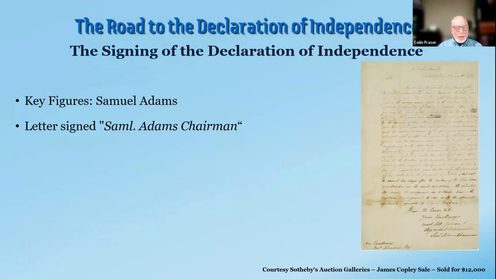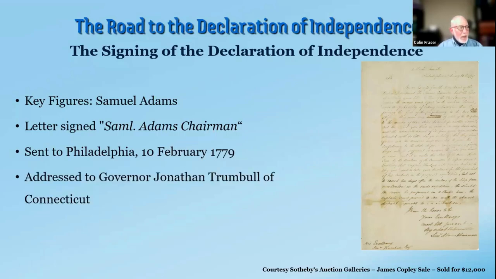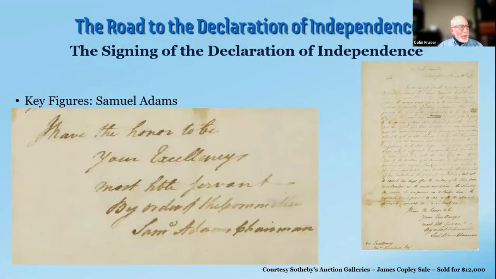Samuel Adams, again, another free franker. This letter was sent to Philadelphia, and this is well after the signing, but not too distant away. In 1779, it was addressed to Governor Trumbull of Connecticut. I used to live in Trumbull, Connecticut, so they must have liked him, I guess. And you can see at the bottom here, it says, "I have the honor to be Your Excellency's most humble servant," and he signs it, Sam Adams.